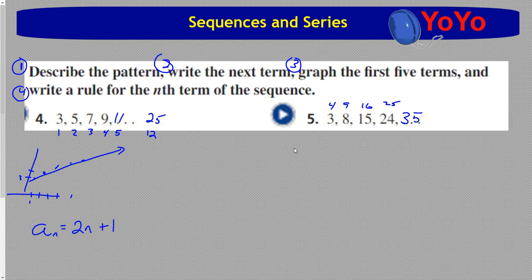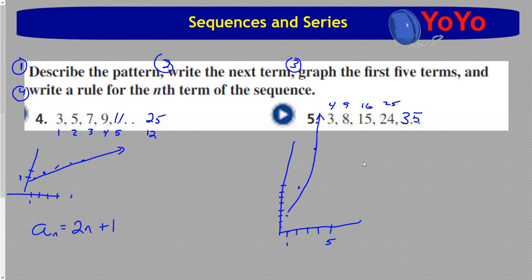Graph the first 5 terms. Let's see if I can do a better graph this time. Not really. 1, 2, 3, 4, 5. So these are 1 through 5. First one's at 3. Next one's at 8. The third one's at 15, so that's going to be double that 8, right? Minus 1. It's like right there. And then the fourth one's way up at 24. That's not even going to fit. So this guy is curving and speeding up. So it's kind of like a parabola almost.